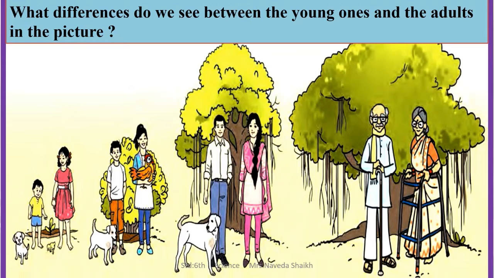Now, why have they gone through change? Because of a very important characteristic in living things, that is growth. Because their body has grown over the period of time, that is the reason there is a difference between the young ones and the adult in the picture.